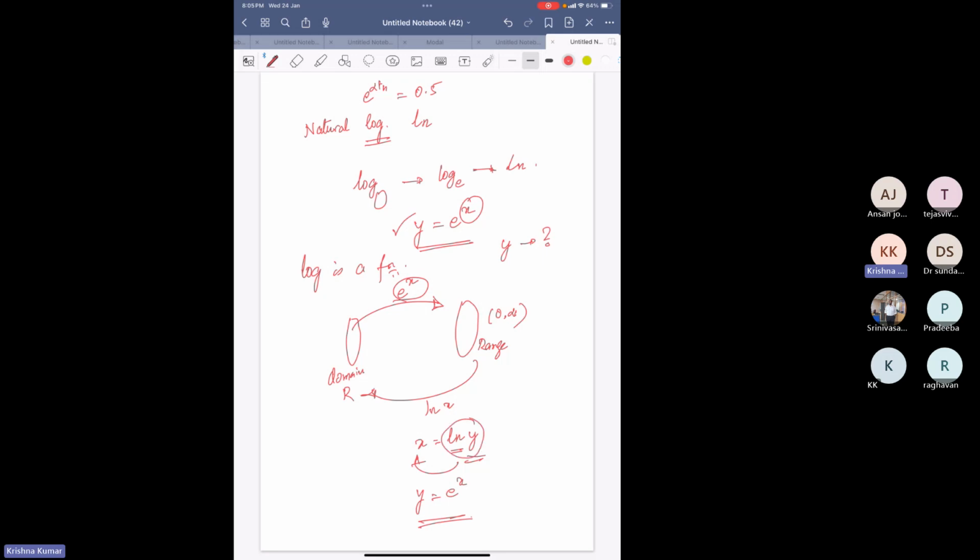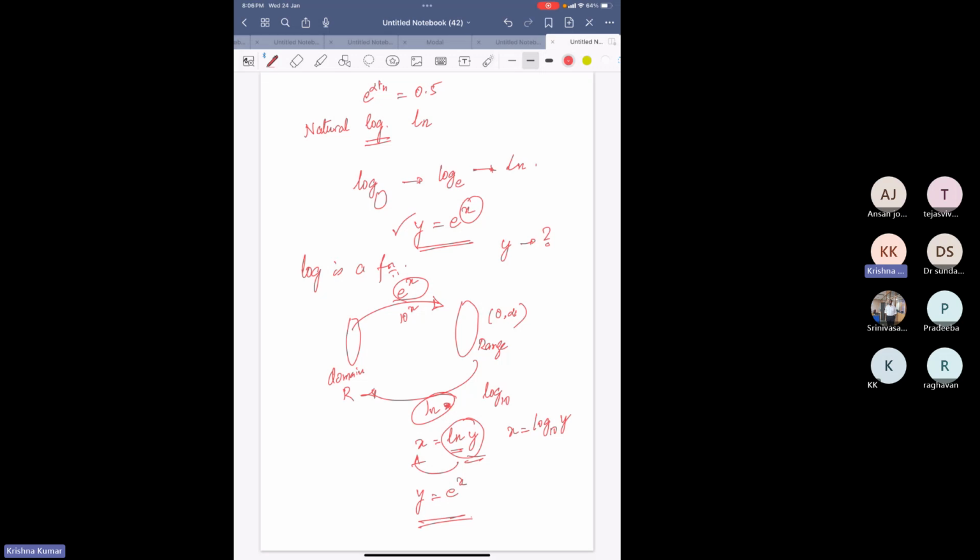Fortunately for us, this function is well documented. I need not worry about it. There is a function called the logarithmic function, and then I can do an inverse. Suppose instead of e power x, I put 10 power x. Then I have the logarithmic function to the base 10 to go back. So I will get x is equal to log to the base 10 of y.